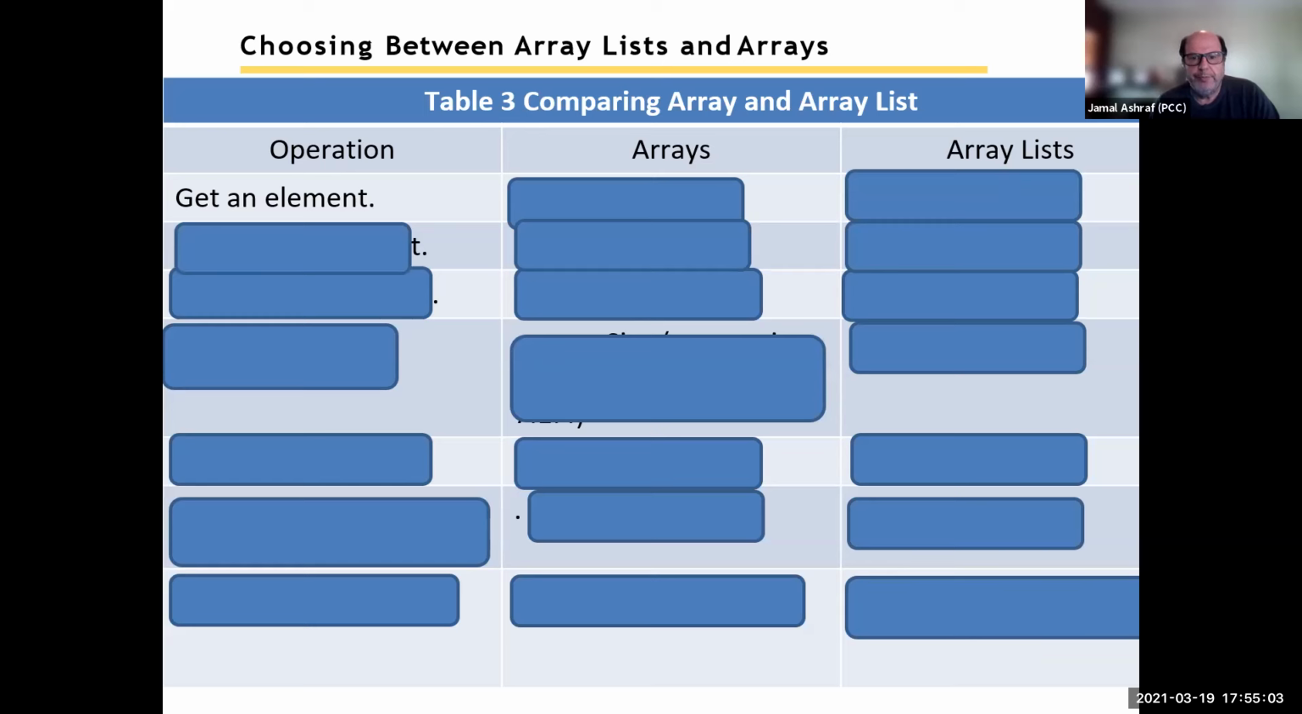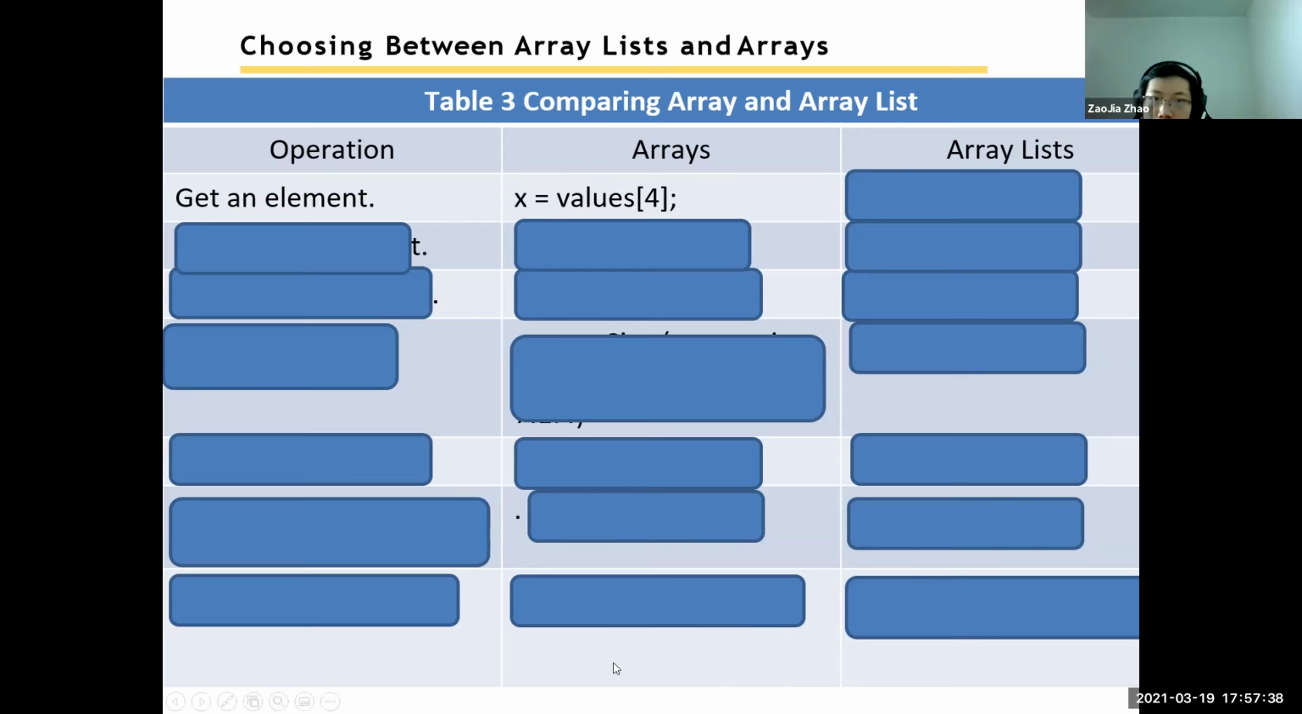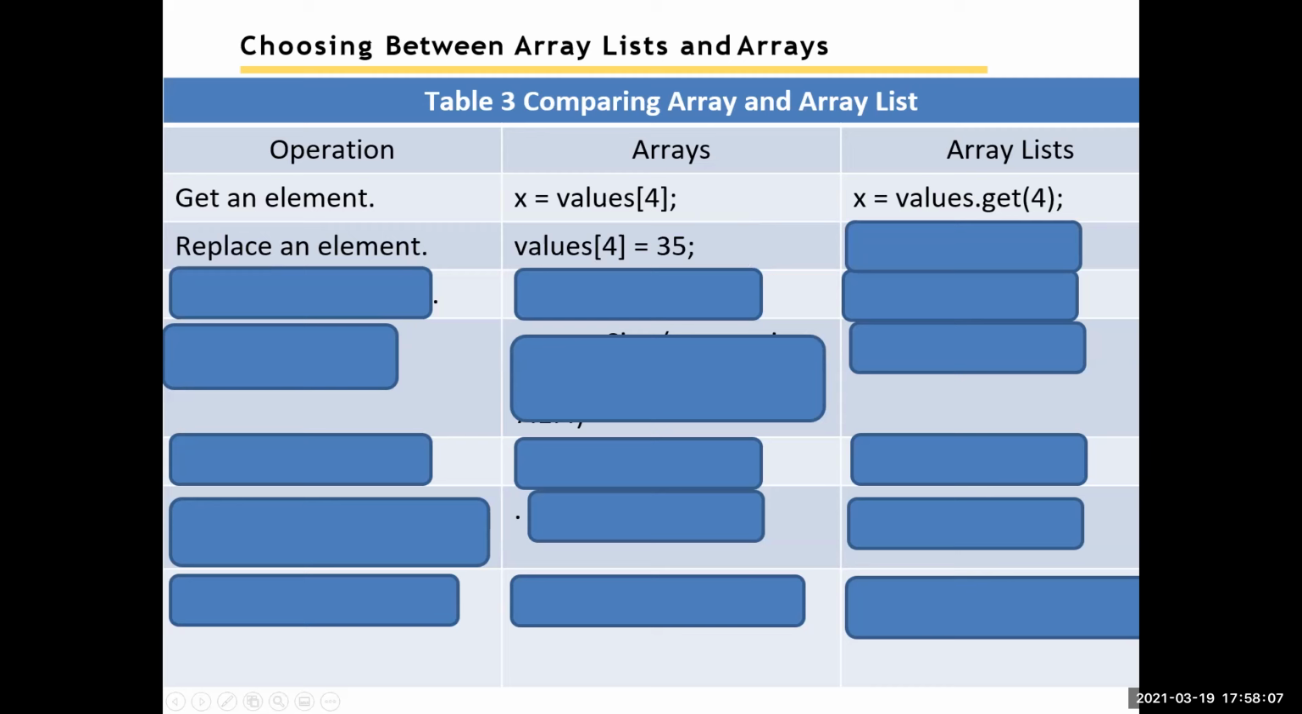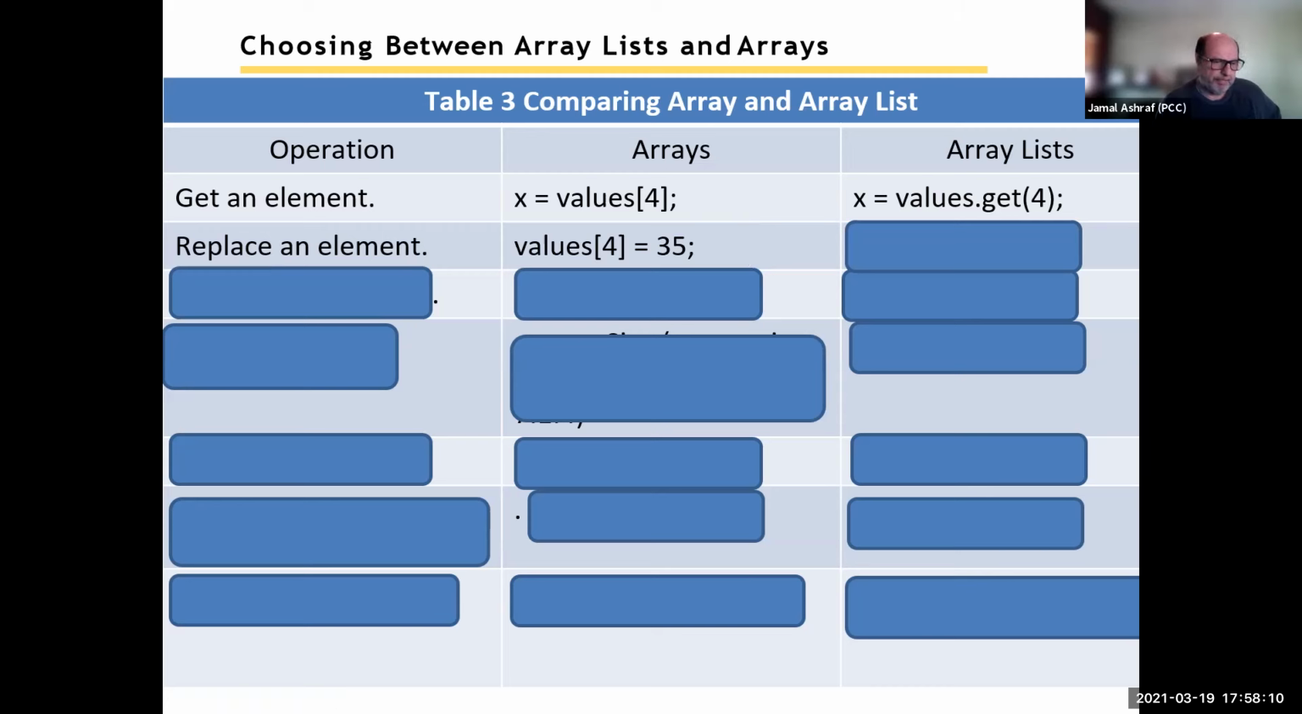Okay. Bracket. Okay. What about the ArrayList? Get. Using the get. Okay, that's good. What about if I want to replace an element? So if I want to replace values 4 with something else, what do I do? Come on, you guys know this. CS2 stuff. Values 4 equals something else. Yeah. What about for ArrayList? Set. Okay, very good.